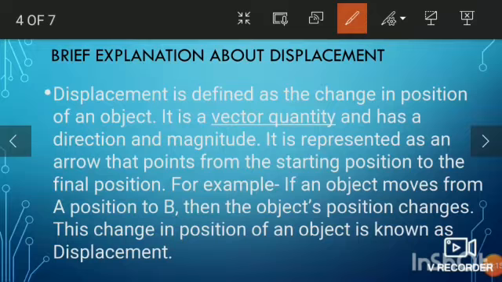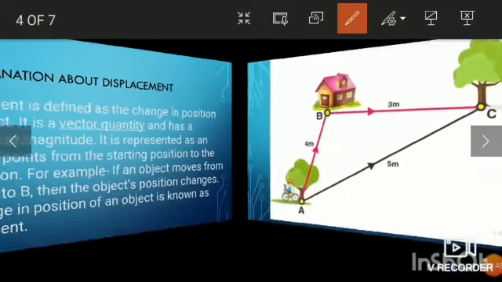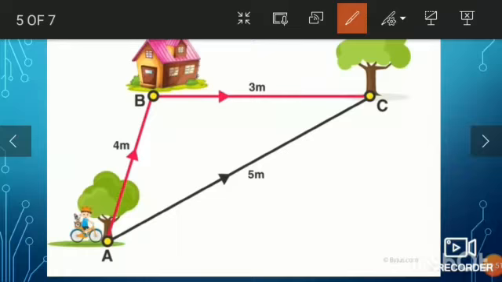For example, now listen to this example clearly. It's a really very important one. Okay, if an object moves from point A to B, then the object's position changes. This change in position of an object is known as displacement. The change in position is an important phrase which we have to mark over here. The change in position is called the displacement. You can mark it in simple words. Okay, so next I have a picture in which you can get it clearly.